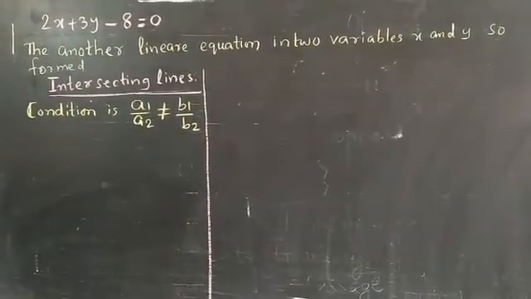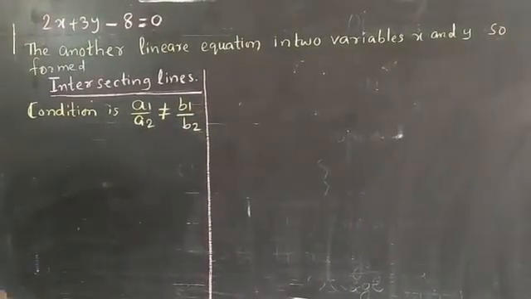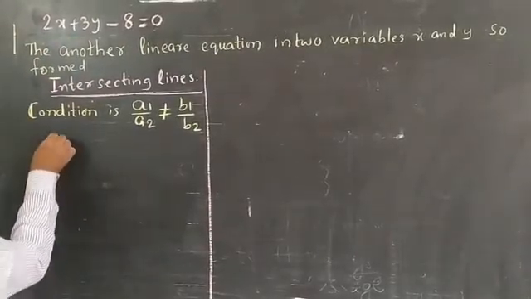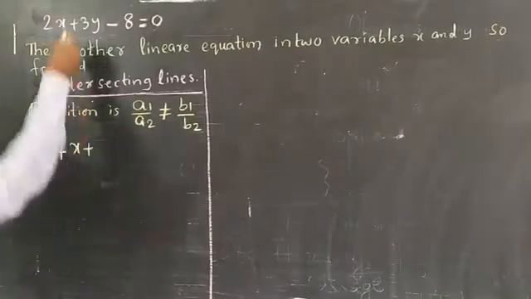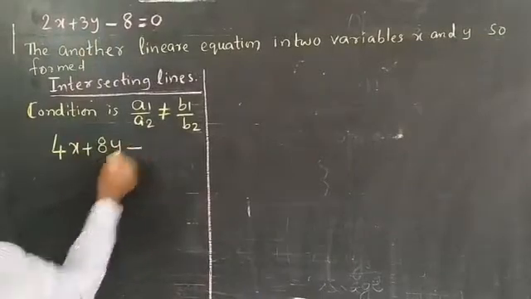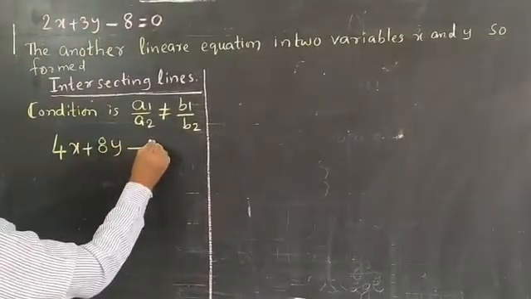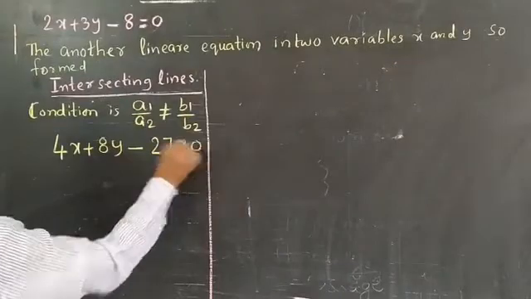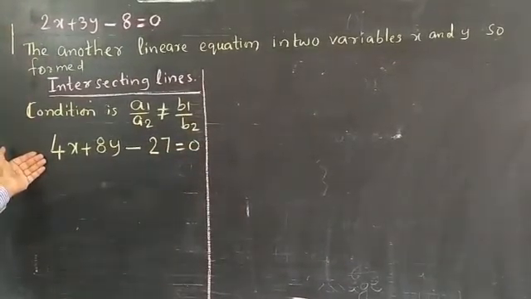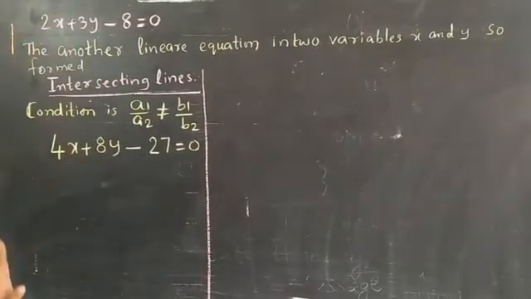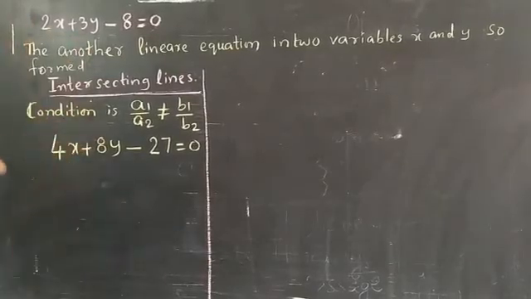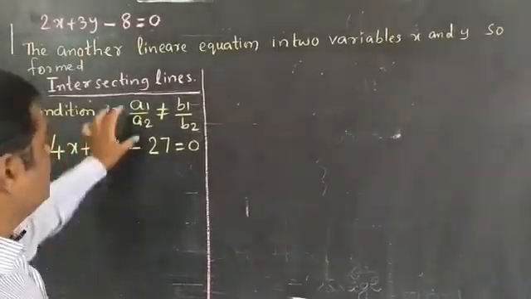Okay, is it clear? So I am going to take another linear equation. I am just increasing something. Here 2x is there. Simply I am writing 4x plus 8y. If I increase that number also, I am going to increase simply, for example, 27 is equal to 0. Once you check, 2 by 4 means we get 1 by 2, and 3 by 8 is 3 by 8 only. So here 2 by 4 is not equal to 3 by 8. So it follows this condition.